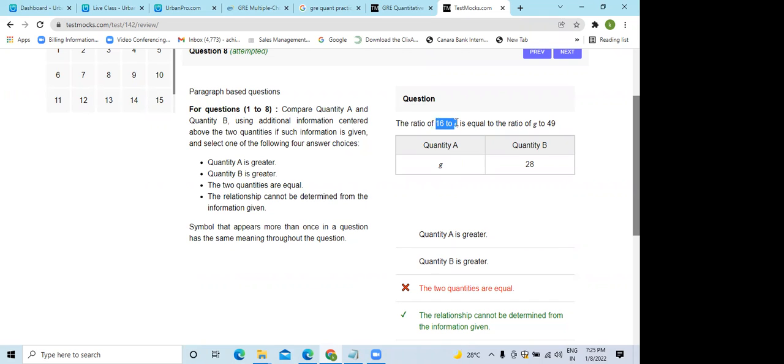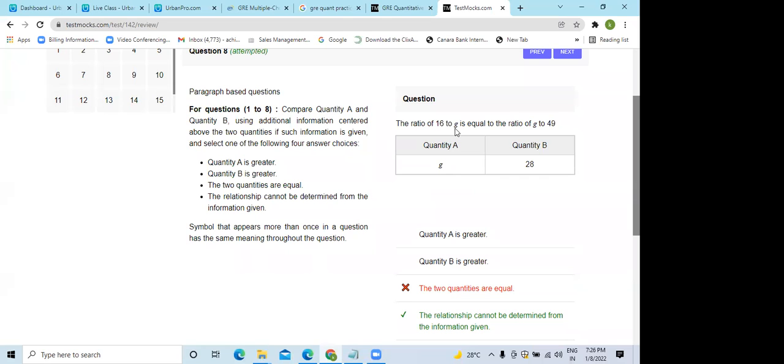But here you should carefully understand this problem. They are not asking us the ratio. They have given us the ratio, but they are asking us quantity A is what? Not the ratio, but the value of G. Did you understand that, Vedant? Yes, Professor. They're not asking you the ratio, but they're asking us the exact value of G.